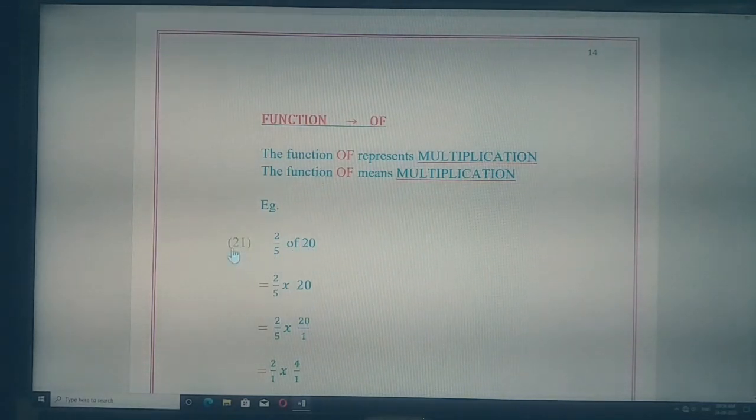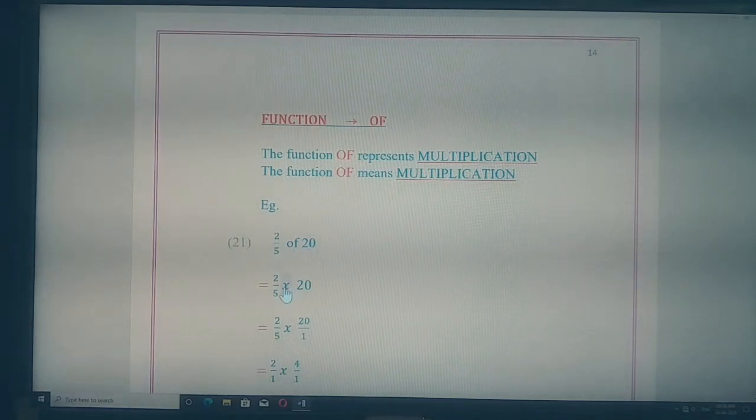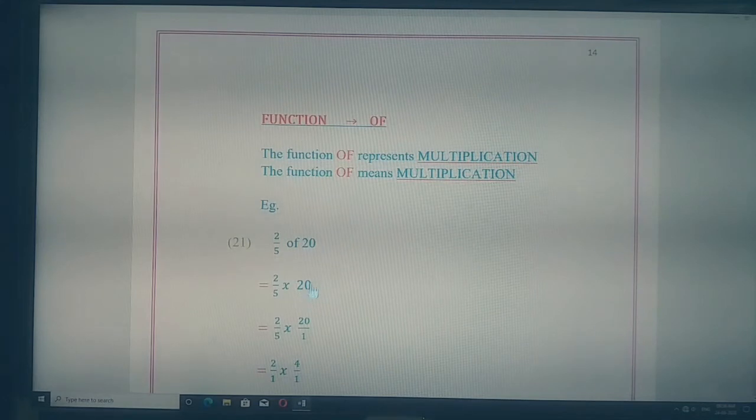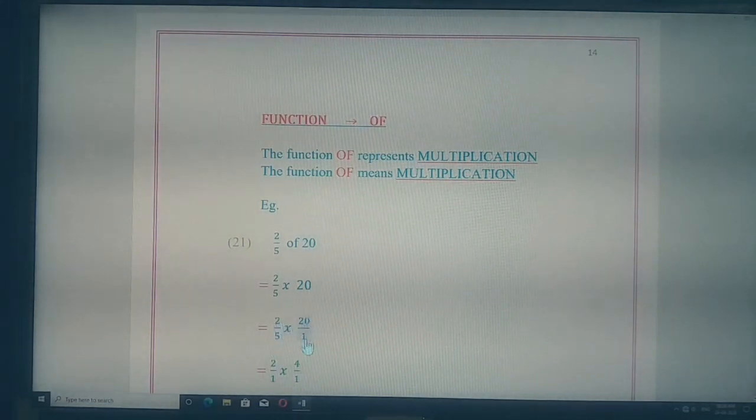Let us see an example. Example 21. 2 upon 5 of 20. So instead of "of", we have to put the multiply sign. 2 upon 5 multiply by 20. The function of "of" means multiply. So 2 upon 5 multiply by 20. Now 20 can be written as a fraction, that is 20 upon 1. 2 upon 5 multiply by 20 upon 1.